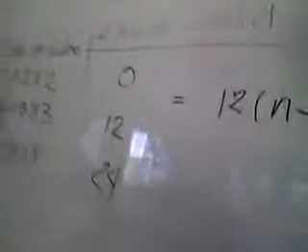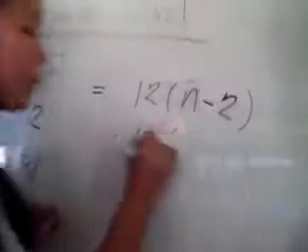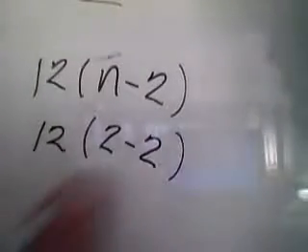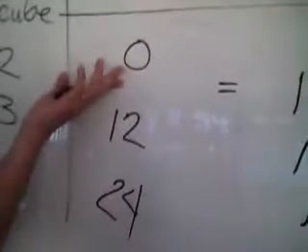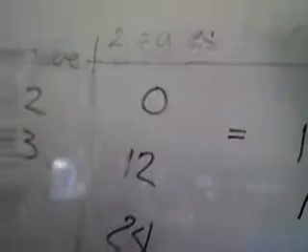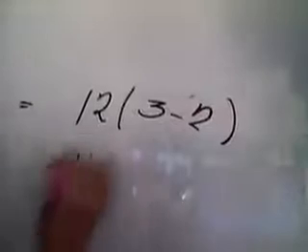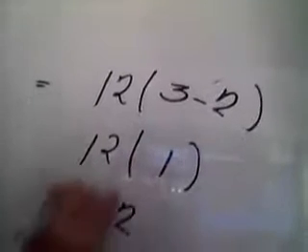So we're going to substitute the value. For a 2 by 2 by 2 size of cube, substitute 2 for n: 12 times (2 minus 2) is 12 times 0, which equals 0. So there is no cube with 2 faces painted in a 2 by 2 by 2 cube. Let's try a 3 by 3 by 3 size of cube. Substitute 3: 12 times (3 minus 2) is 12 times 1, which equals 12.